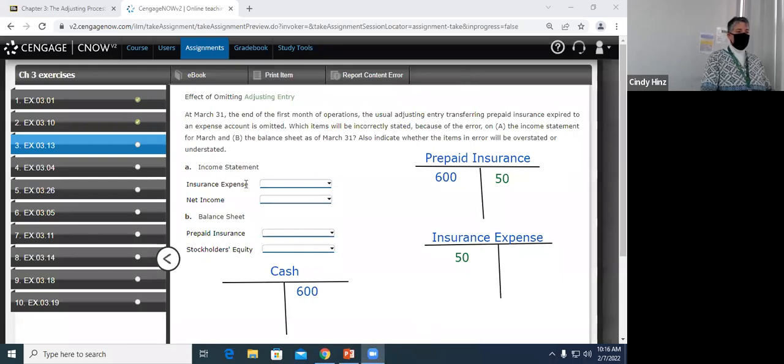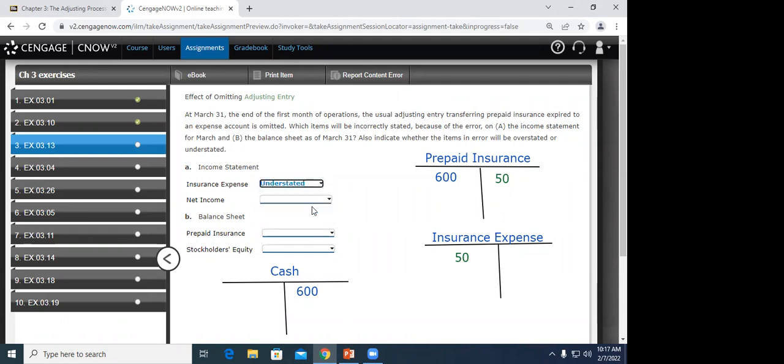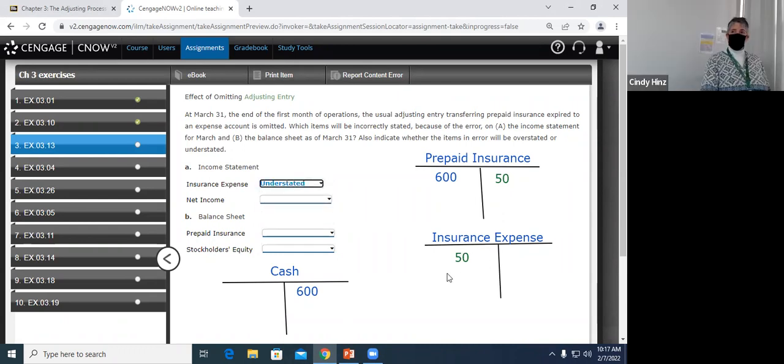So what happened? If we left off that green adjusting entry, what happens to our insurance expense? Is it under or overstated, or is it correct? We have too much insurance expense, not enough, or is it the right amount? Understated. Thank you. It's understated. We don't have enough because we left out this $50 worth. Now, there might be other insurance expense in there, but we just missed this one.